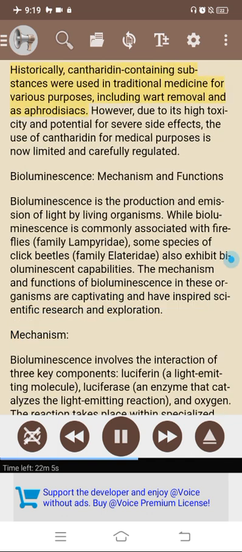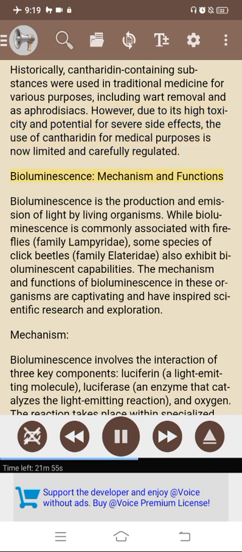Medical uses. Historically, cantharidin-containing substances were used in traditional medicine for various purposes, including wart removal and as aphrodisiacs. However, due to its high toxicity and potential for severe side effects, the use of cantharidin for medical purposes is now limited and carefully regulated.